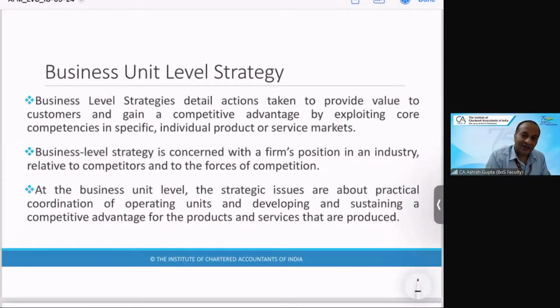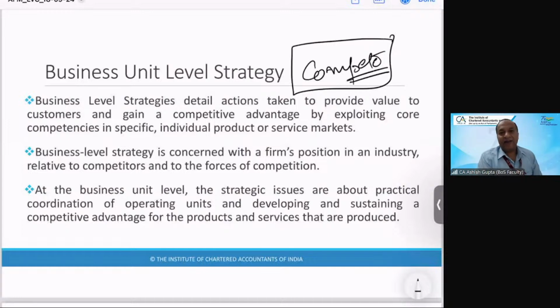Now here they have to compete with the market. If ITC is in FMCG goods, they may have to compete with Unilever. So there the business unit level decides the same.